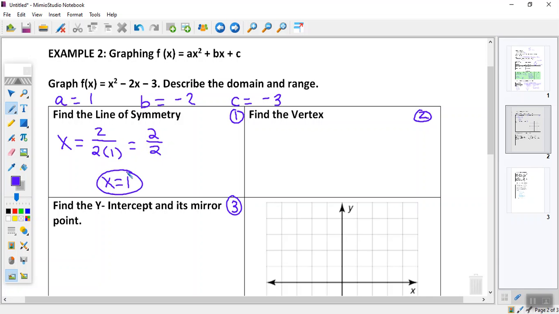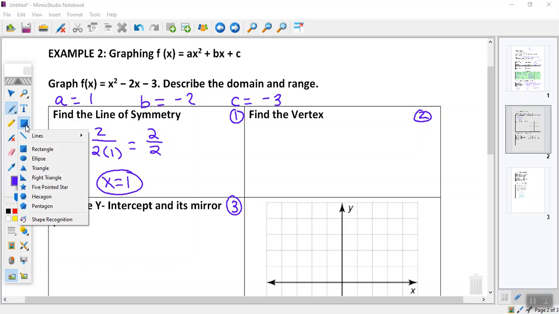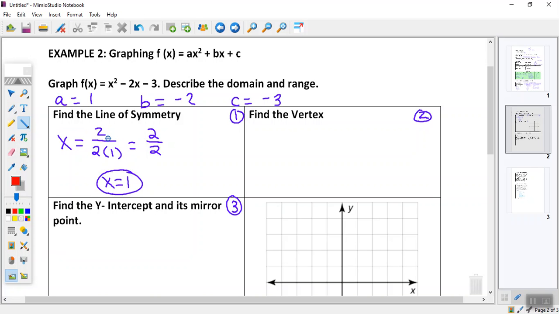So line of symmetry, x equals 1. We all agree there? Yeah. So to sketch this, once you've got one part of this done, let's go down to our graph and draw that in here. So simply put, kids, you're going to come down here and throw that line of symmetry in at 1.